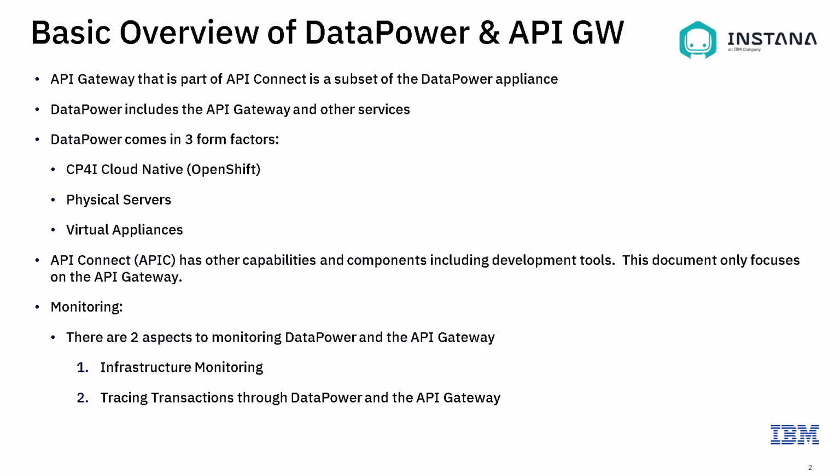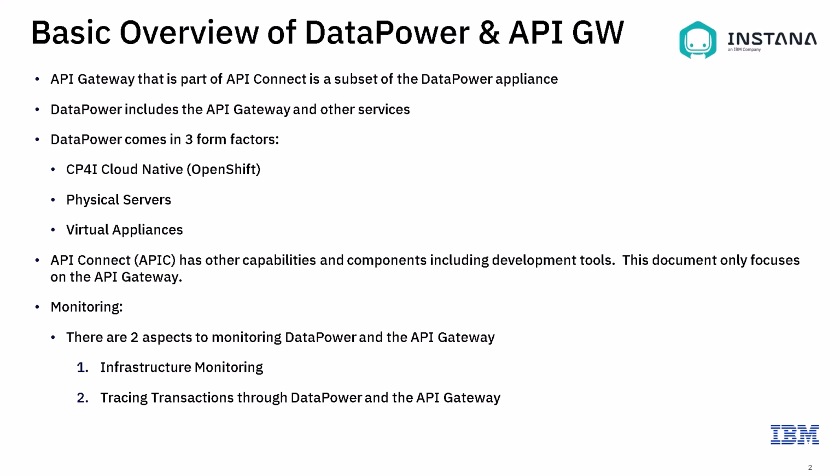First, it's important to know that there's something called the API Gateway that is part of API Connect. Essentially, it's a subset of the DataPower appliance in terms of capabilities. The API Gateway is included in DataPower. So either way, it is supported, and we can monitor the API Gateway and the transactions through that API Gateway.